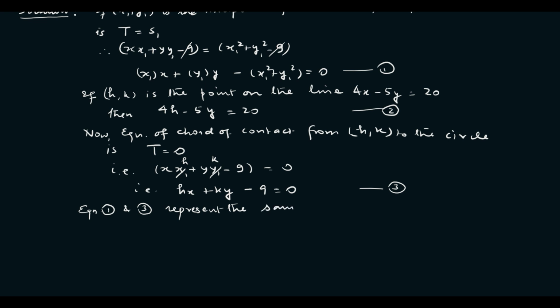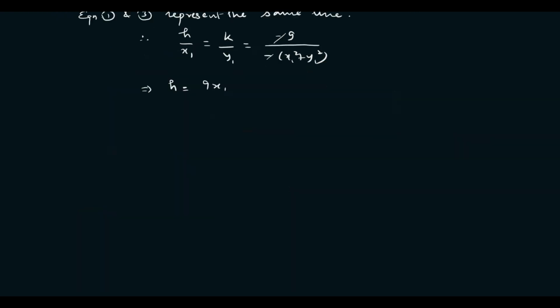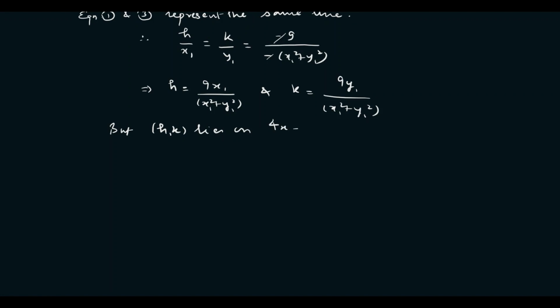Now from the first and third we see they represent the same line. Hence the ratio of coefficients must be equated like this, and then we can get the values of h and k in terms of x1 and y1 like this. Now (h, k) lies on the line 4x minus 5y equals to 20. So we can put these values in this equation of the line.